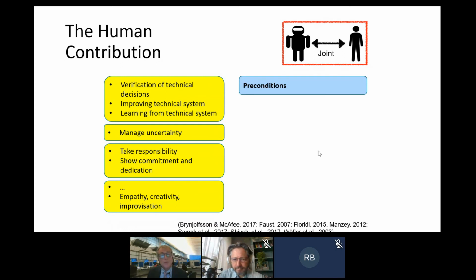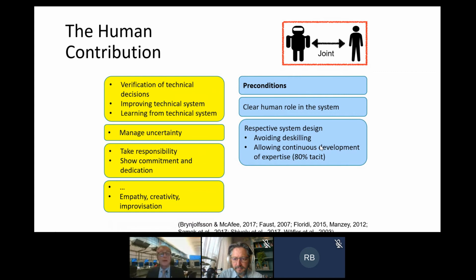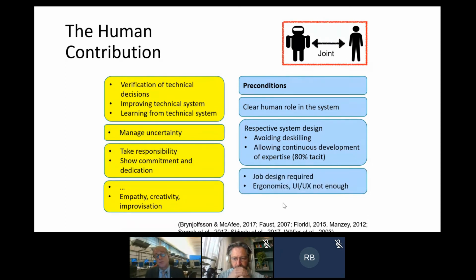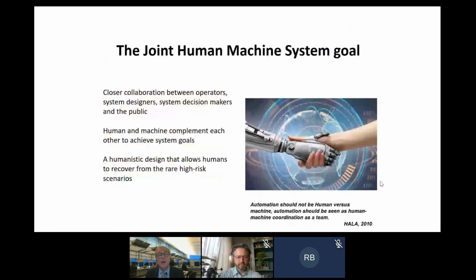But for that, you need to, of course, have a few preconditions set up, and you need to give the human a clear role in the system. You also need to have a system design which is respective. That means that you avoid de-skilling, that you allow continuous development of expertise, and that you also design the jobs. The job design is really required, and the ergonomics go far beyond just the interface and the user's experience part. And a participatory approach is a must. So this is the human contribution to such a joint system.